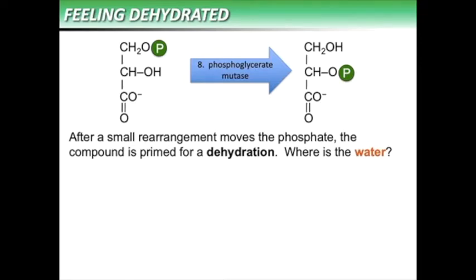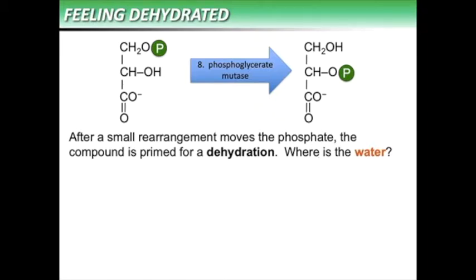We're going to do a small rearrangement. Remember, I said two of the names you might see for enzymes that could potentially do rearrangements. We saw isomerase earlier. Mutase is another one. Phosphoglycerate mutase moves the phosphate onto carbon 2 and scoots the alcohol onto carbon 3. And that primes this molecule for a dehydration reaction.